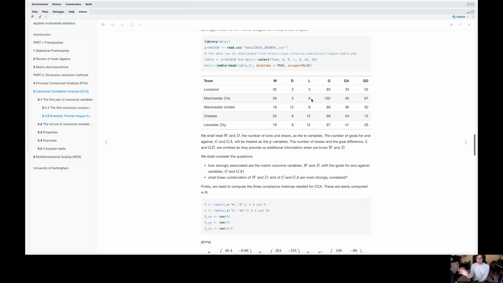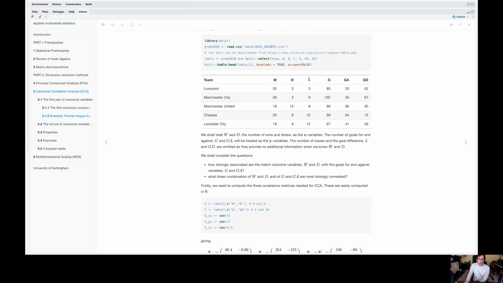Now, the reason we're not including the losses and the goal differences here is that if you know the wins and draws, the losses are determined. Similarly, if you know the goals for and the goals against, the goal difference is determined, and that would lead to non-singular covariance matrices, which we want to avoid. Although the R packages will deal with that just fine, the way we presented the material in the notes, we assume those matrices were invertible.